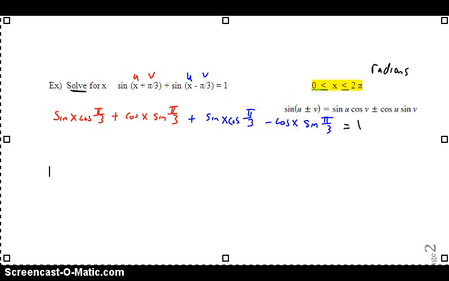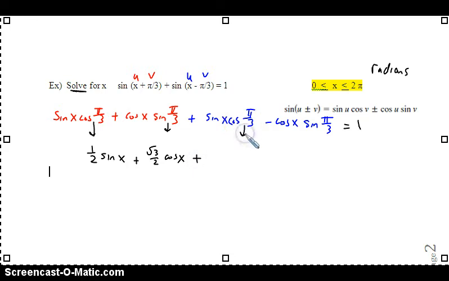Alright, let's go to the unit circle. Now I'm going to do this part first. I'm going to do the cosine of pi over 3. Cosine of pi over 3 is half, so it's going to be half times the sine of x. Then I'm going to do this portion first, so it's going to be plus. Sine of pi over 3 is square root of 3 over 2, and then cosine of x. Okay, bring down the plus sign.